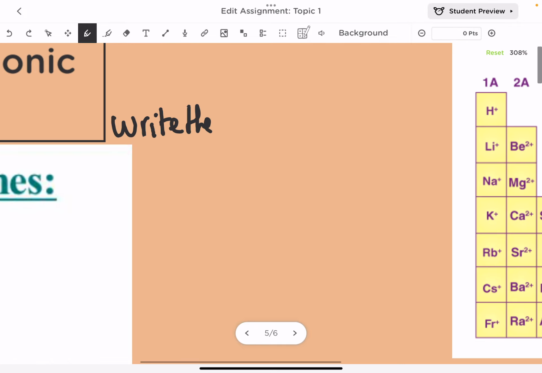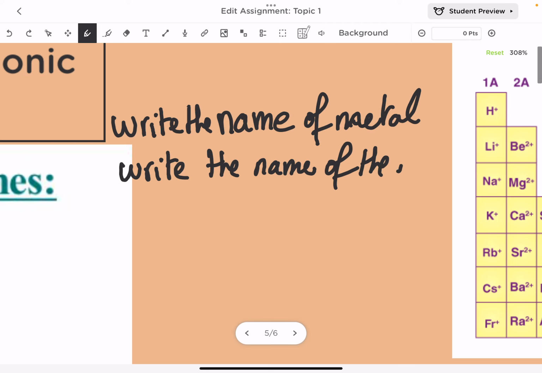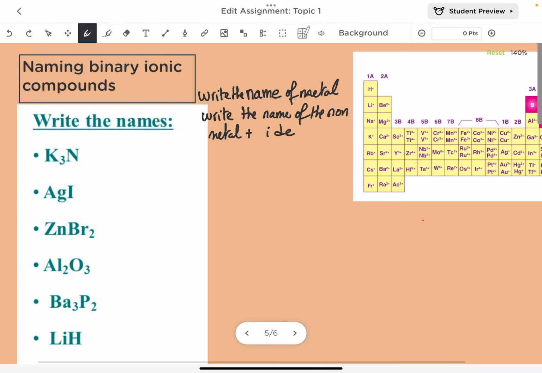You write the name of the first element, the metal, unchanged, followed by the name of the non-metal, and you add to it the suffix "ide." So let's see this example.